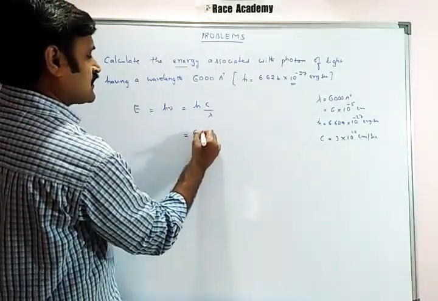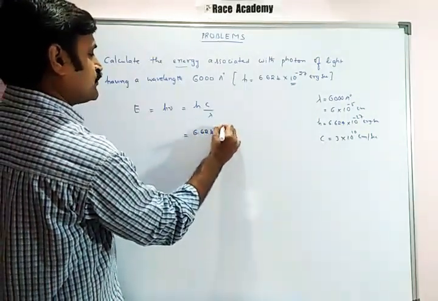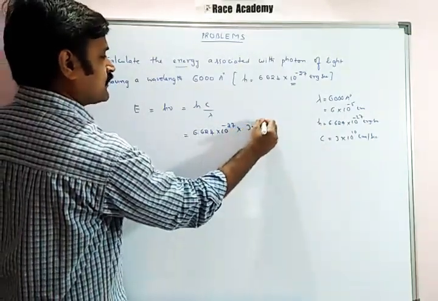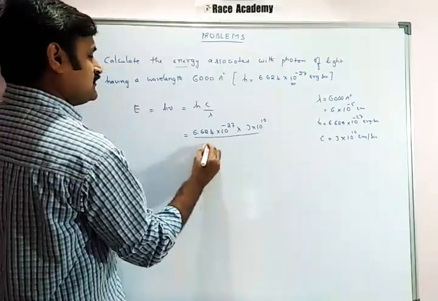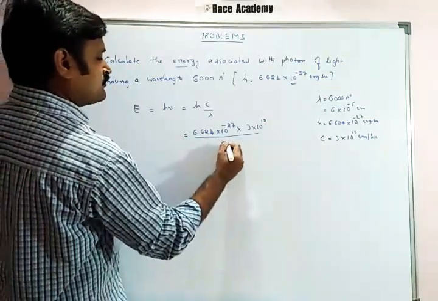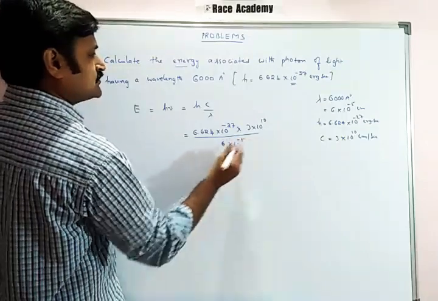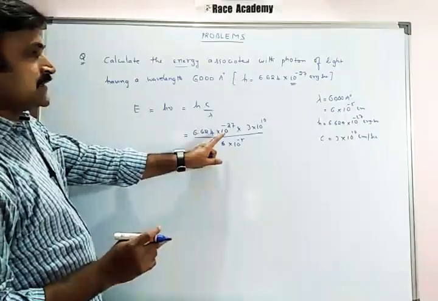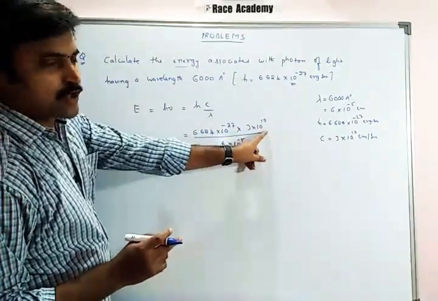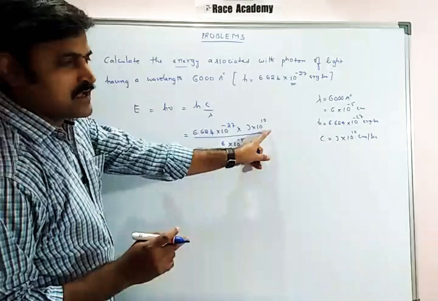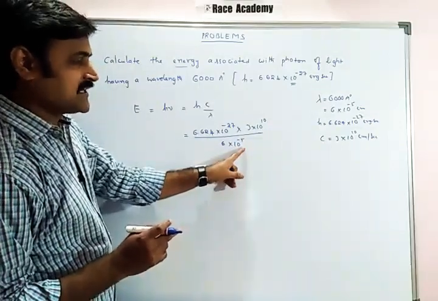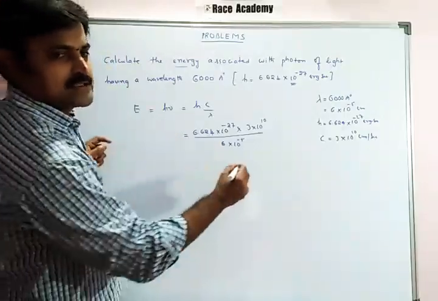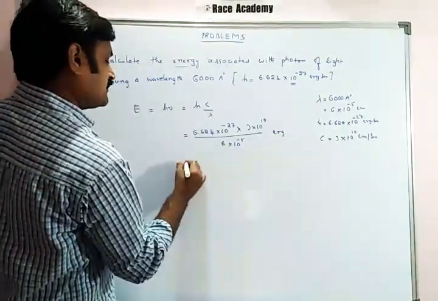The h value is 6.624 into 10 to the power of minus 27 erg second, the c value is 3 into 10 to the power of 10 centimeters per second, and the lambda value we have is 6 into 10 to the power of minus 5 centimeters. So erg second, centimeter per second, divided by centimeters, so we will get the answer in ergs only. The final answer units will be erg.